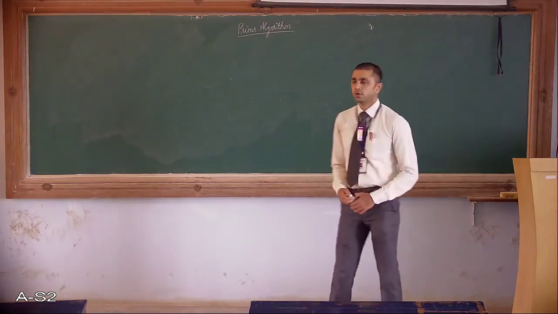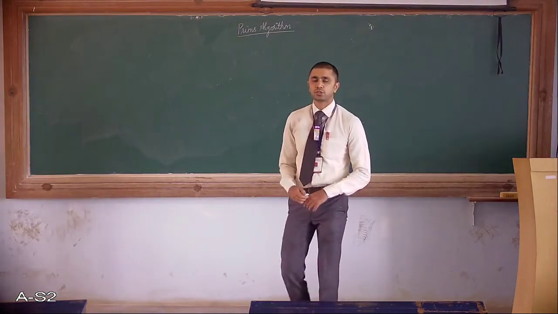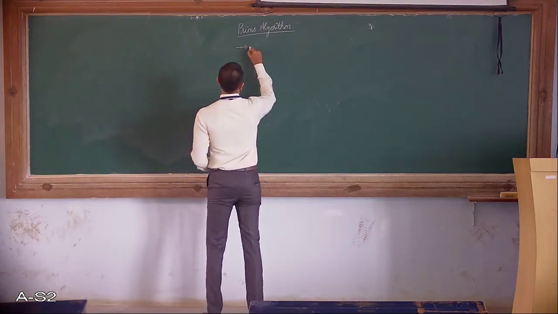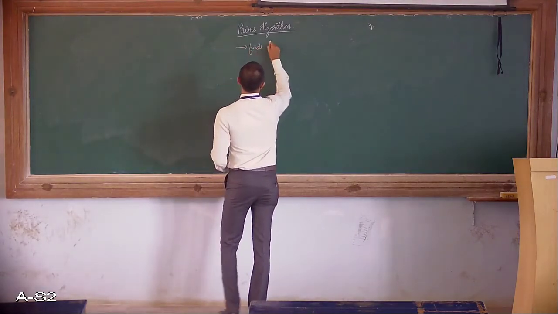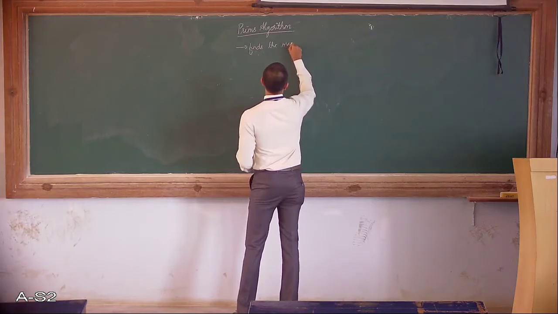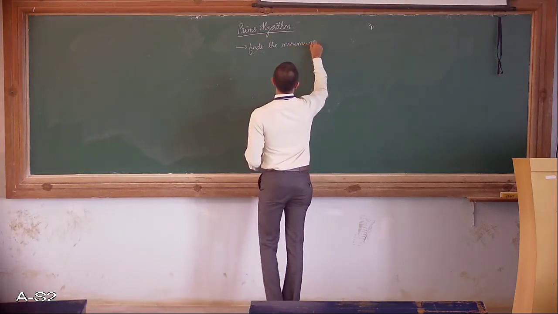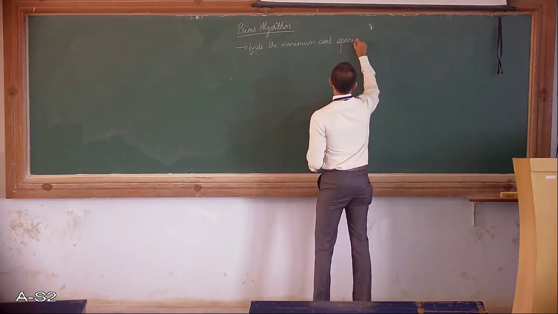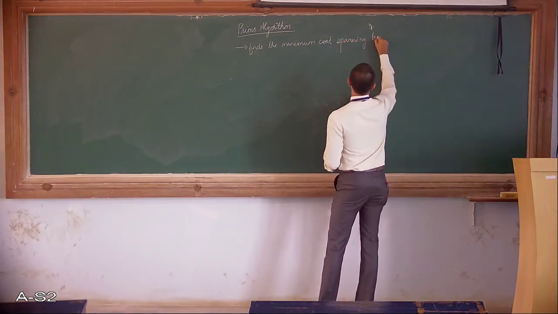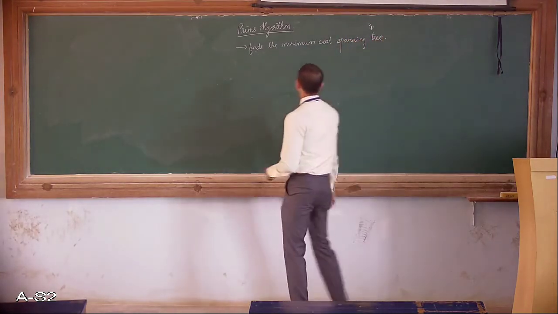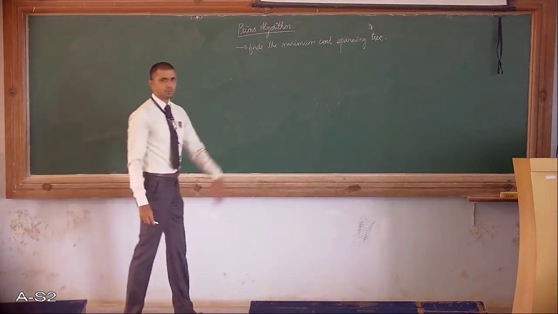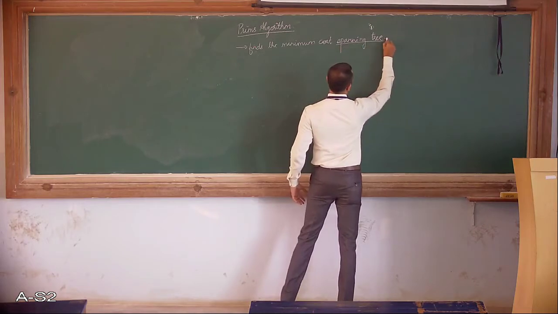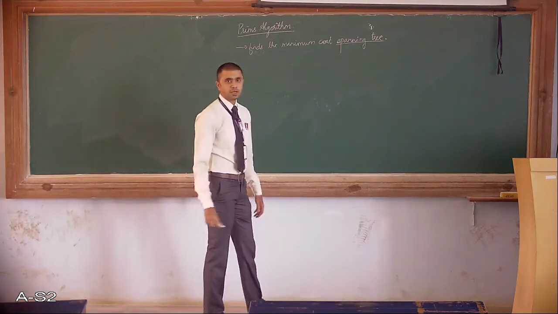The next example that we are going to study under greedy approach is Prim's algorithm. Prim's algorithm finds the minimum cost spanning tree from a given graph. So we have to construct a tree in such a way that it gives us the minimum cost. So first let us understand what is meant by a spanning tree.